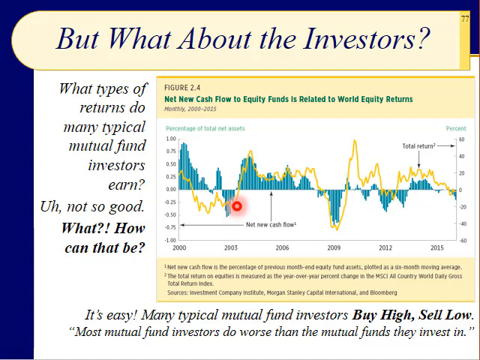So in 2003, they started pulling money out, only to see the market come back, and then they put the money back in the market until 2008, and then when the market tanked, they pulled their money out. Do you see what people are doing? They are not buying low, selling high. They are buying high and selling low.